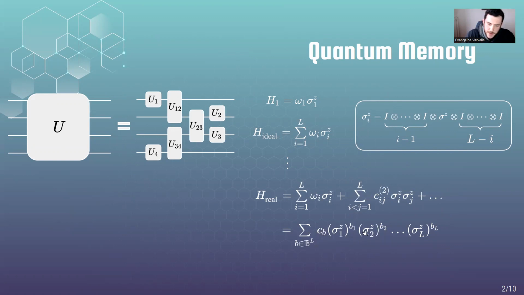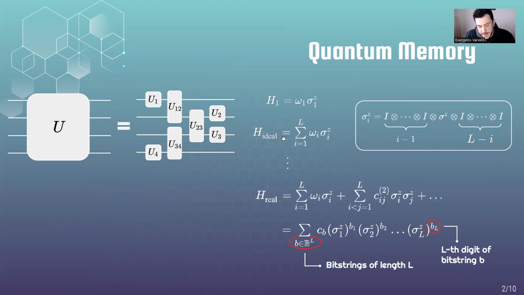So what I'm writing down here is a summation over possible bit strings of length L. And these exponents of the Pauli Z matrices are basically the corresponding digits of the bit string B. So there's something fundamentally different between the ideal quantum memory and what we actually have. And that is that for the ideal case, we can initialize our system into some state, and we can guarantee that it will be stationary in some reference frame, while the same cannot be said for this Hamiltonian.